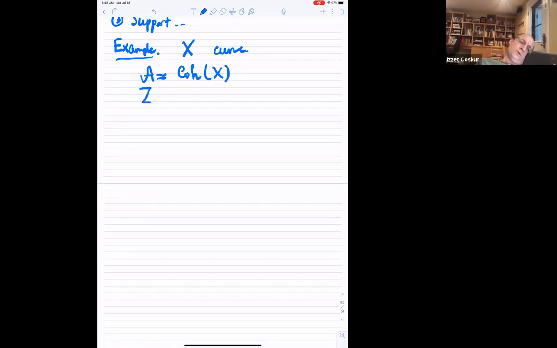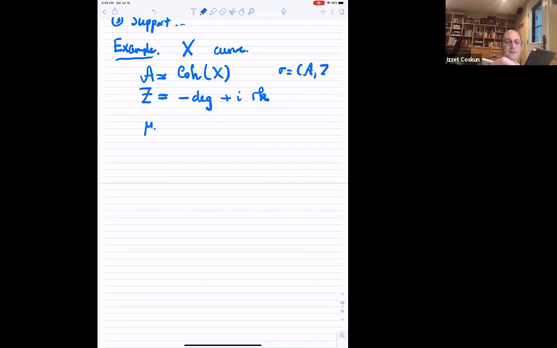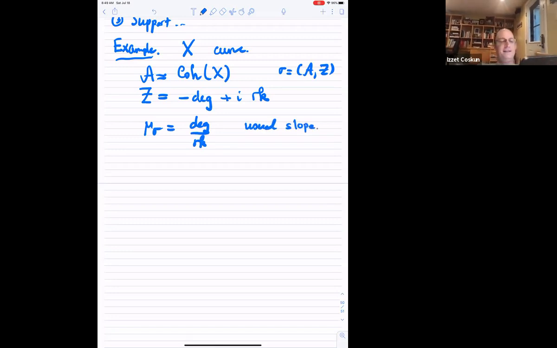And then you take your Z to be minus the degree plus i times the rank. So now you see, if I look at the slope here, this mu_Z, or let's call this thing sigma = (A, Z), then this mu_sigma is the usual Mumford slope, degree over rank. It's the usual slope. Okay, and it's easy to see that it satisfies these kinds of properties.